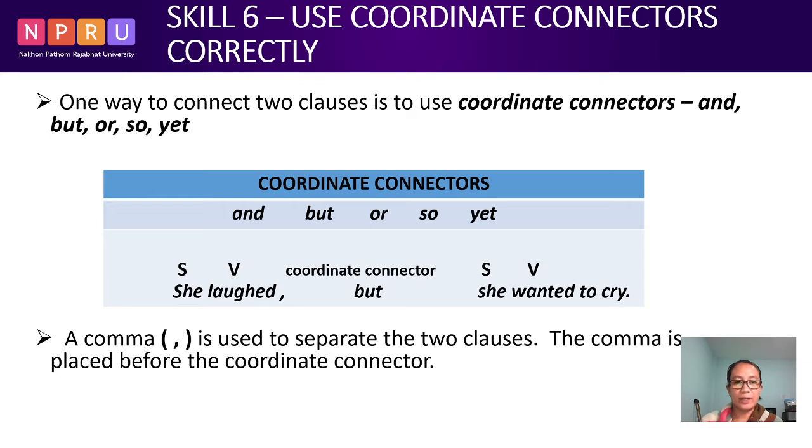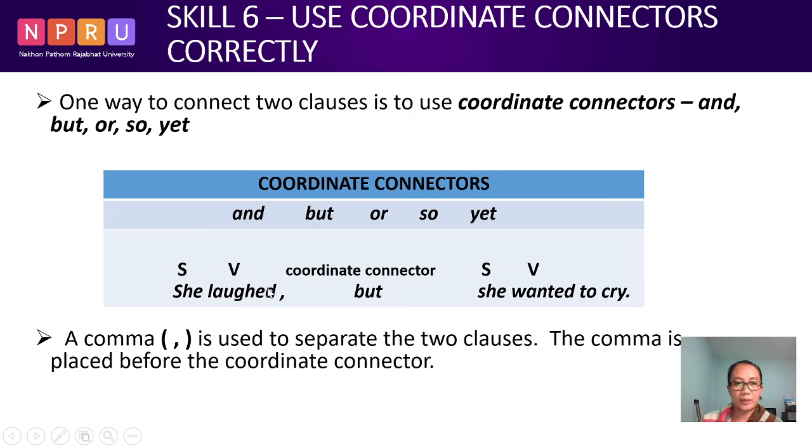Like this pattern: She is the subject, laughed is the verb, coordinate connector but. Another clause: she is the subject, wanted is the verb, to cry. She laughed, but she wanted to cry. So there are two clauses in this sentence.